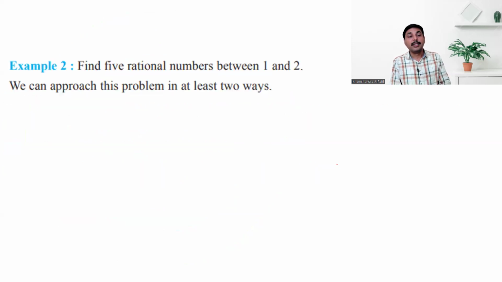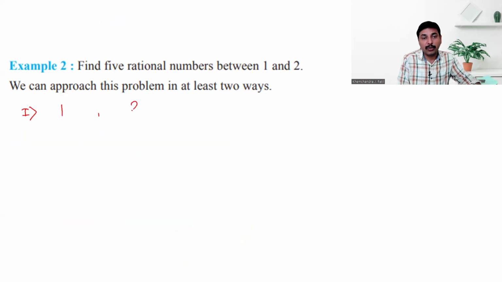Now, the next point is to find rational numbers between two rational numbers. Okay, now there are two approaches to solve this. So I am telling you the first approach. If you want to find, say, 5 rational numbers between 1 and 2, what we have to do is add 1 and 2 and divide by 2. So what is 1 plus 2? That is 3 by 2. So this is the first number, 3 by 2. Okay, so now take 1 and 3 by 2.